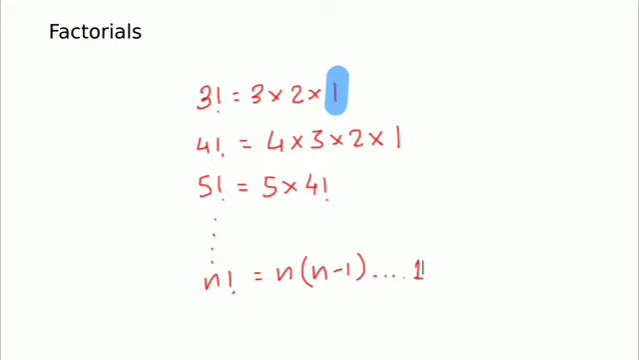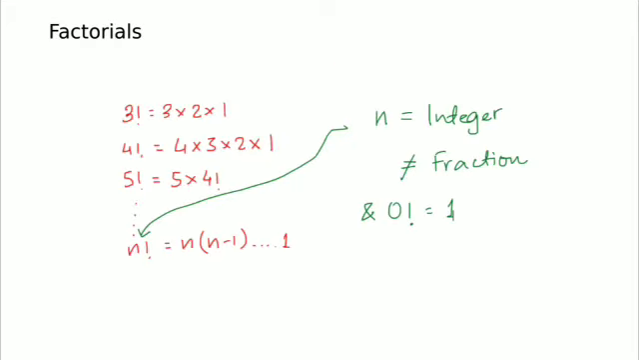So let us have a look at the conditions for the same. So n has to be an integer, and when I say this, it implies that it cannot be a fraction, but I've specifically mentioned it. And if you're wondering what is the result of 0 factorial, then it's basically 1.